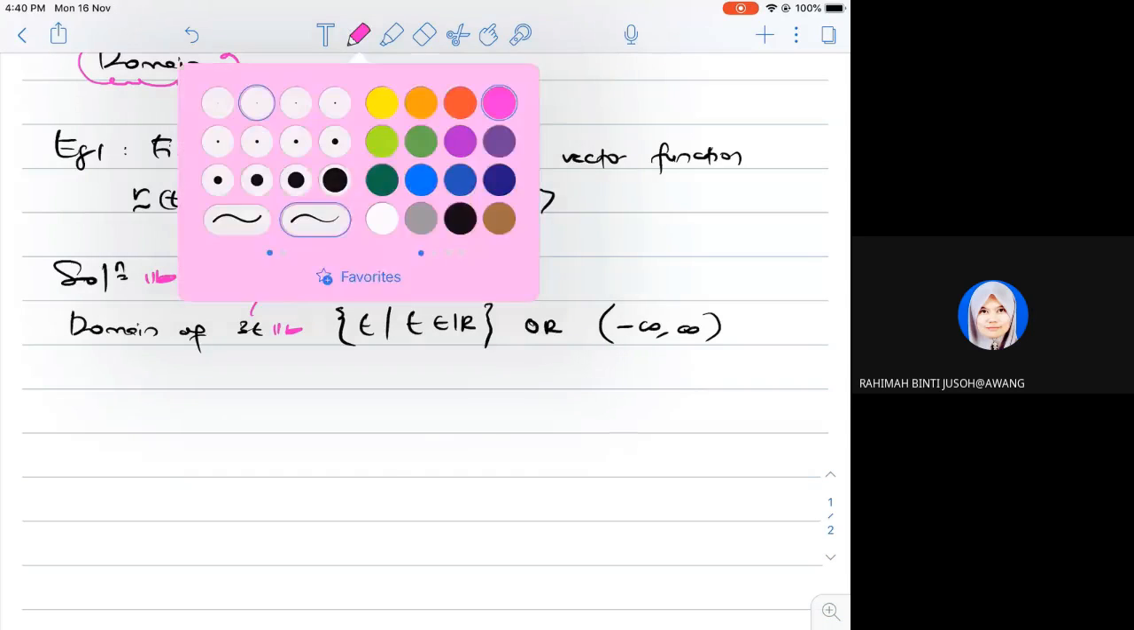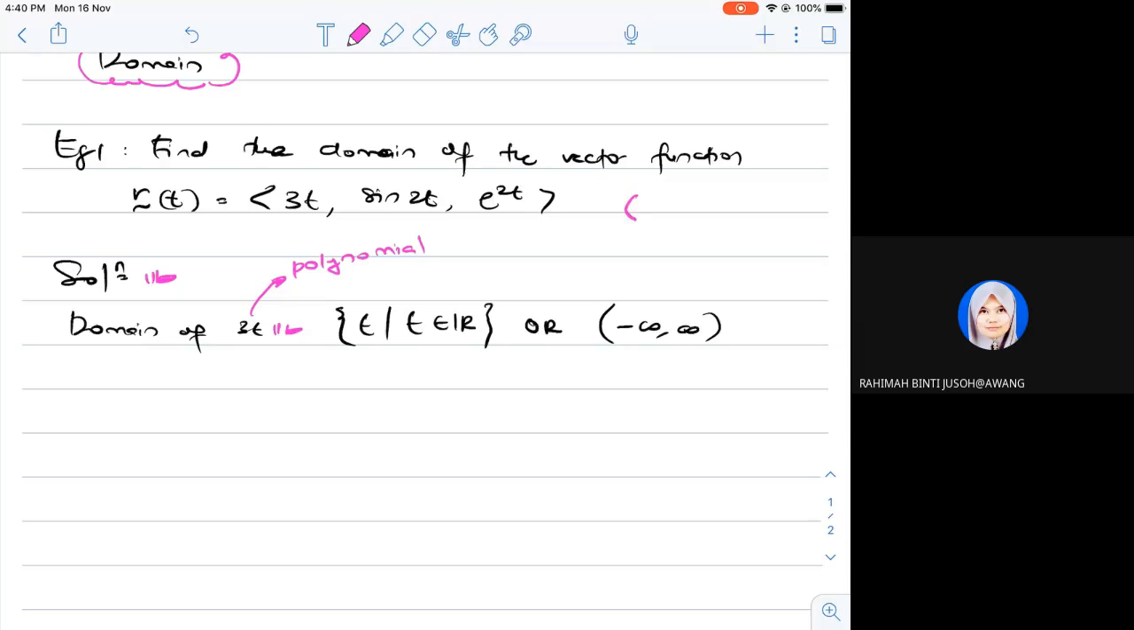Okay guys, this curve bracket is an open bracket. Open bracket means not include. The square bracket is called a close bracket, and it means include that number.